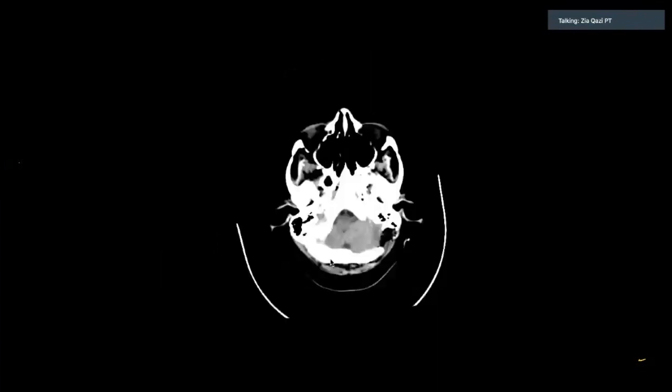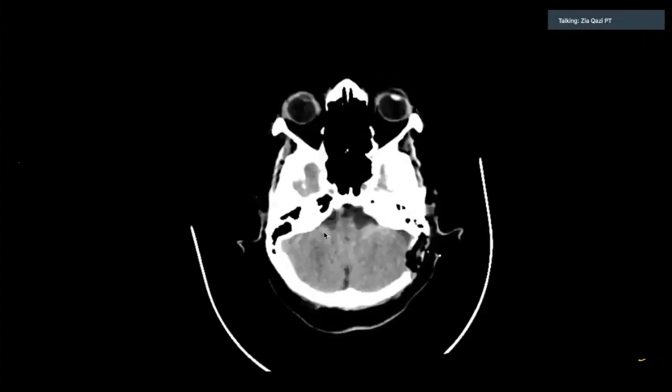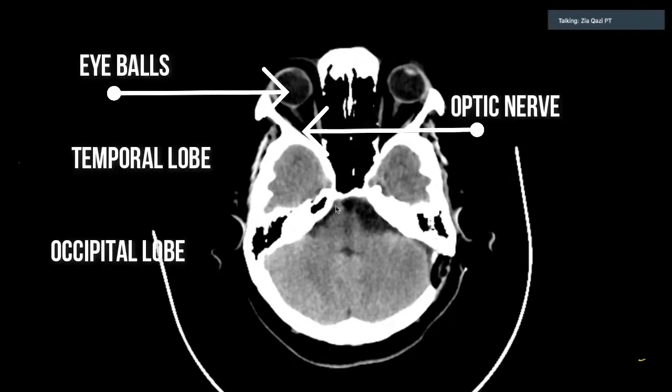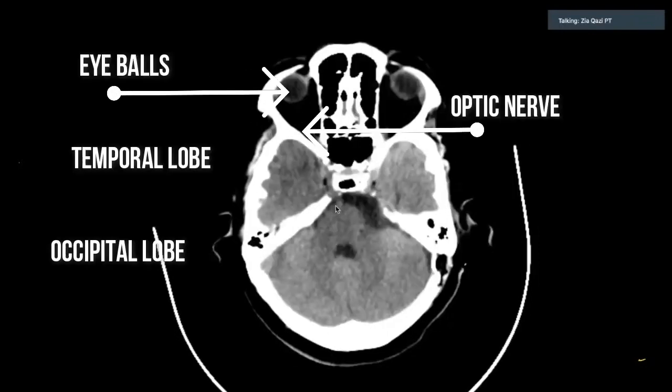Then as you go higher, the medulla joining the cerebellum, then the medulla extending into the pons, then the temporal lobes appearing, the orbits appearing, the eyeballs appearing. You can see the optic nerve also. Then the nasal cavity is still black because it's supposed to be hollow. All the 3 fossas of the skull base.